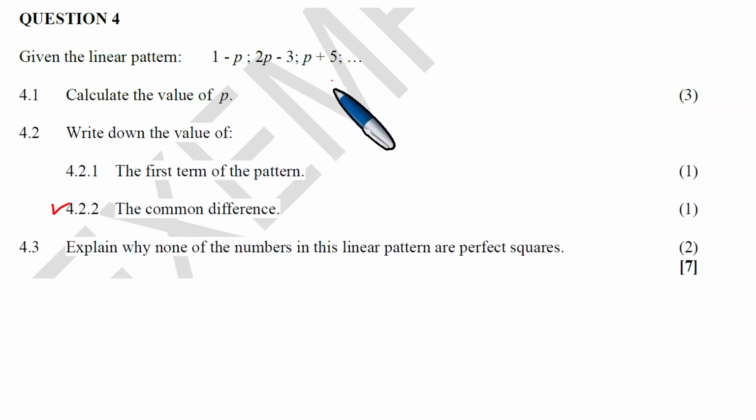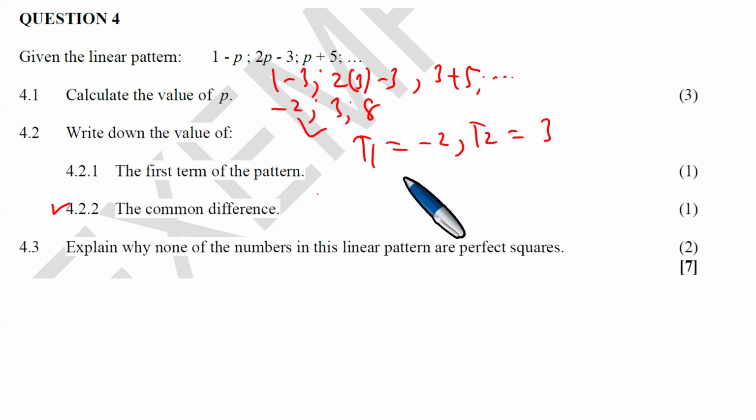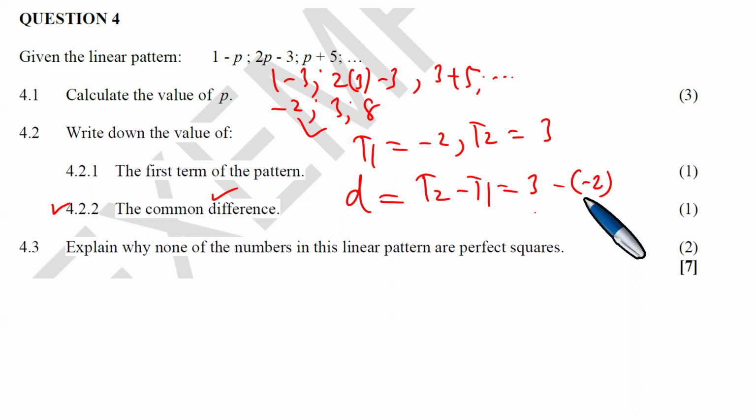So now looking at 4.2.2, we're going to have here 1 minus 3, 2 times 3 minus 3, 3 plus 5. So 1 minus 3 is minus 2, 6 minus 3 is 3, 3 plus 5 is 8. So T1 is minus 2, T2 is 3. By definition, the common difference is T2 minus T1. T2 is 3 minus minus 2, which is 5. So the common difference is 5.